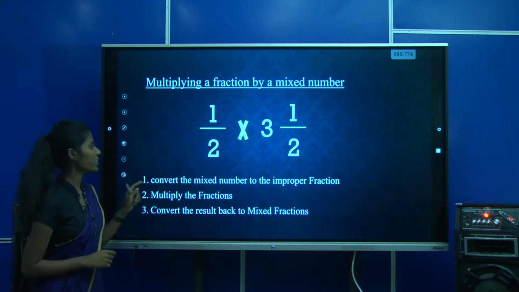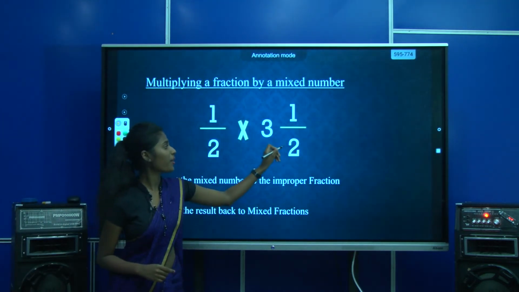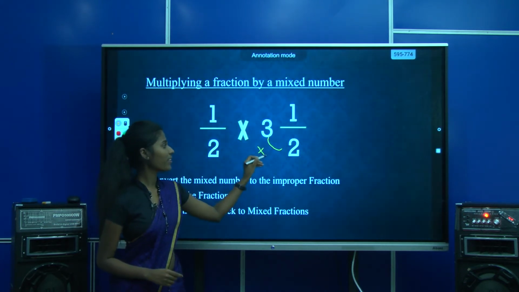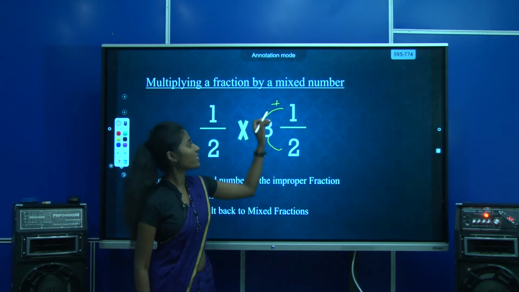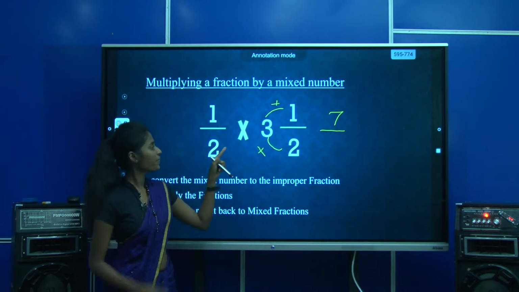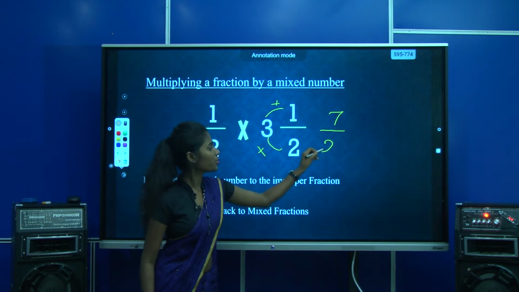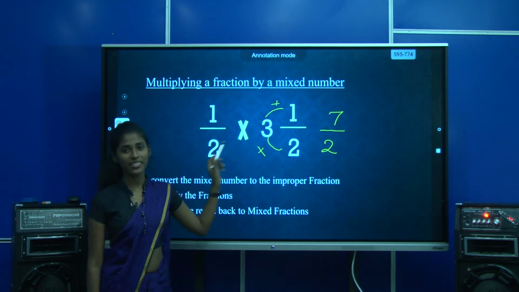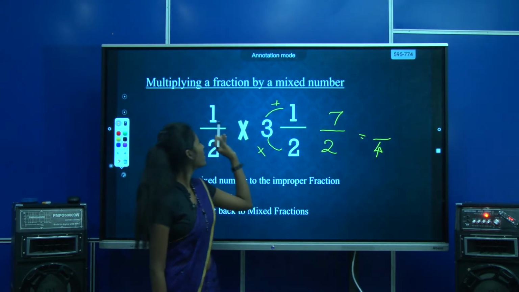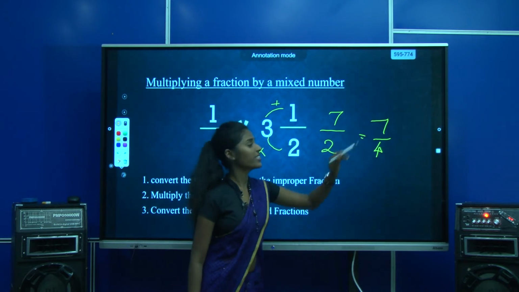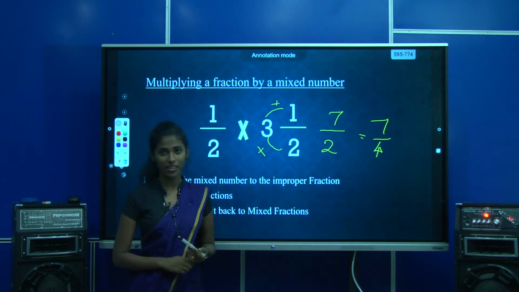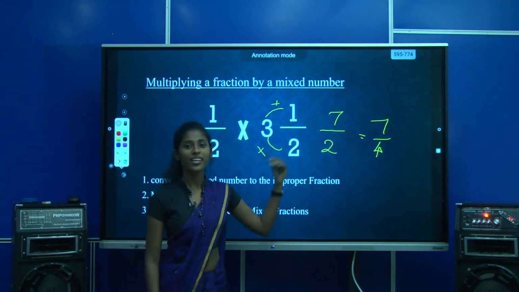What is the improper fraction here? Mixed number you have to convert into an improper fraction. 2 times 3, 6, 6 plus 1, 7. So numerator is 7 and denominator won't change, 2. Now you can multiply these fractions. 2 times 2, 4 is the denominator, 1 times 7, 7 is the numerator. So 7 over 4 is the answer. You can change this improper fraction into a mixed number.